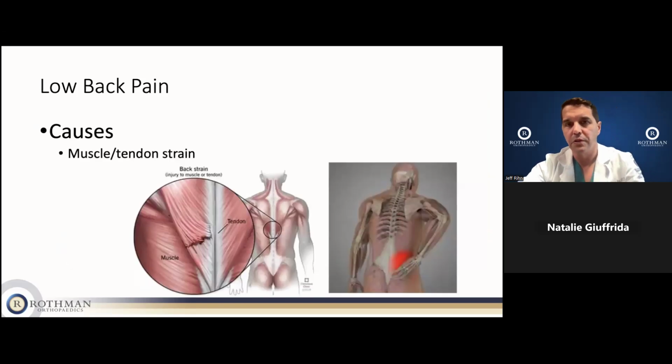So I'm just going to run through some of the common causes of low back pain. This is a muscle and a tendon that attaches to your spine. So probably the most common cause of back pain is a muscle strain, and you can have a muscle strain from bending or lifting or twisting.